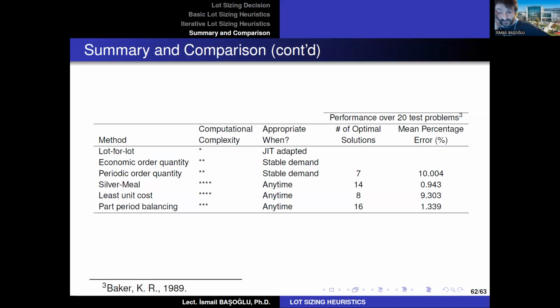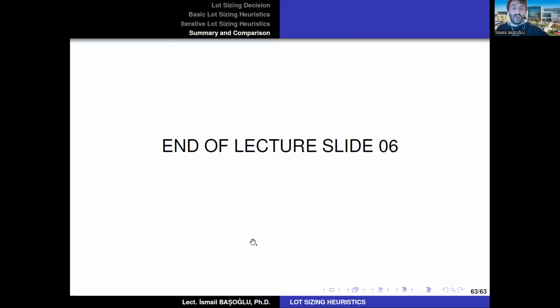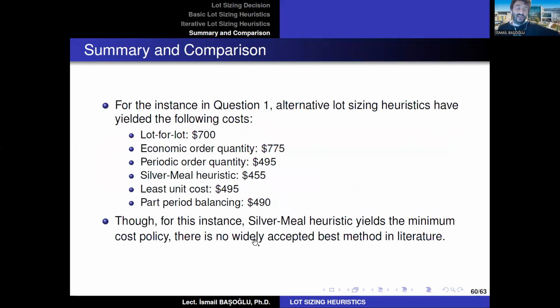Again, this study is performed over 20 test problems only, so we cannot make any generalization. But we should see at this point that the Silver-Meal heuristic and part period balancing heuristics are among the most successful heuristics among all of these lot sizing heuristics. So, this is the end of module 6. But there is one final comment that I would like to make.